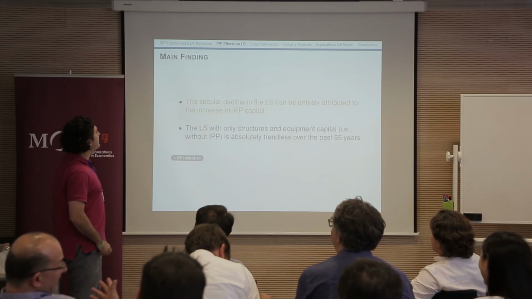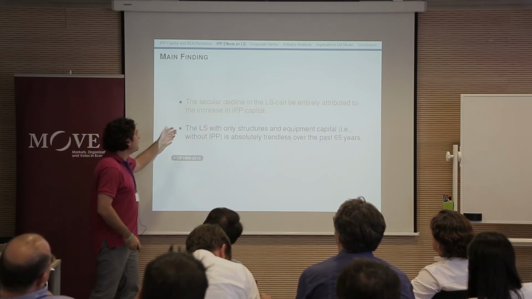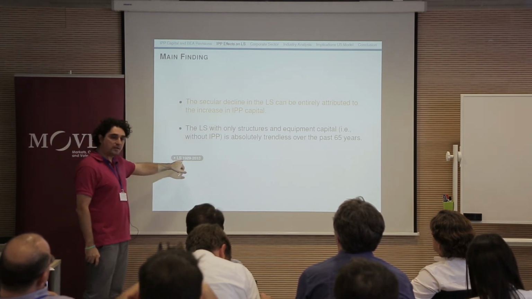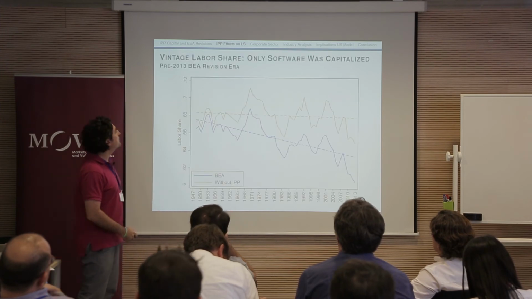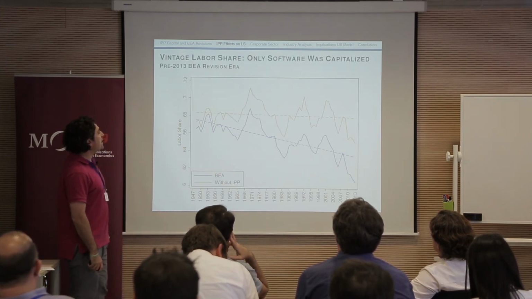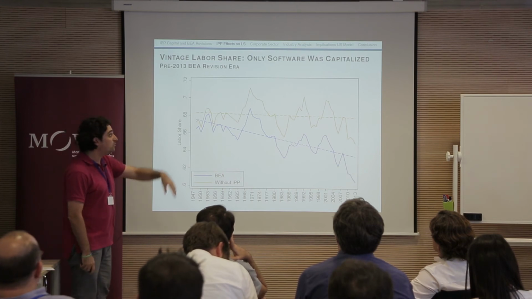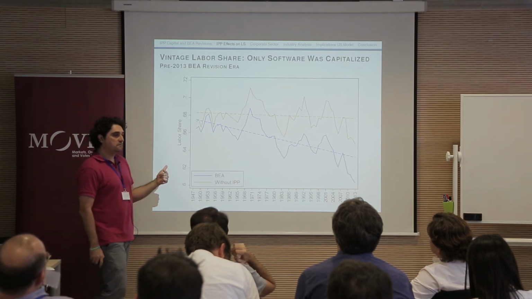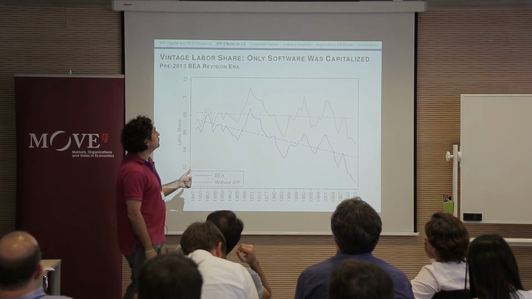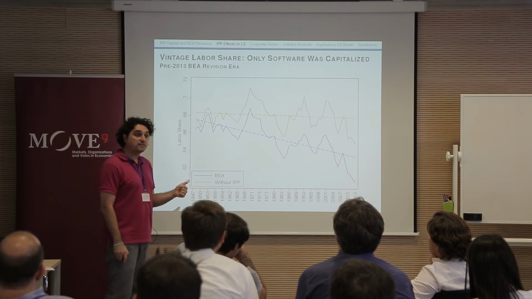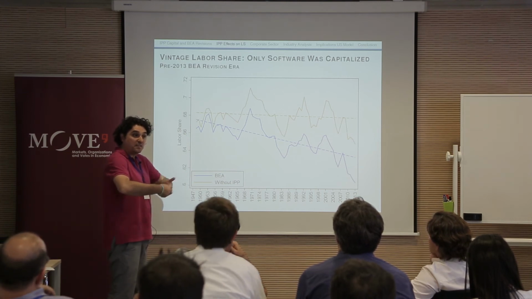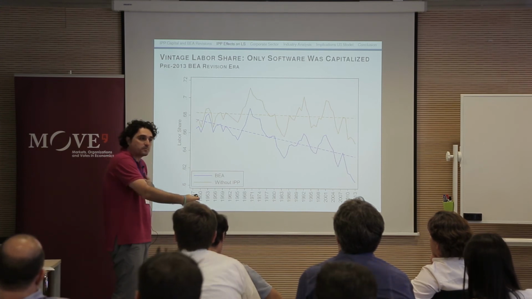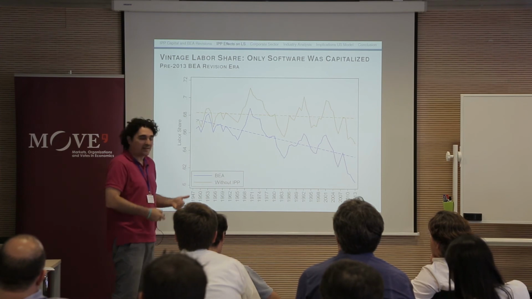Okay, so anyway, the main finding here is simple, right? The secular decline can be entirely explained by IPP capital. I can go to 29, same thing happens. We do plenty of robustness, so let me just show you one perhaps. I can go to the vintage data, basically to a world where only software was capitalized, then test whether this investment model that we have is able to account for the decline when only software was present. I can use that as an external validation.